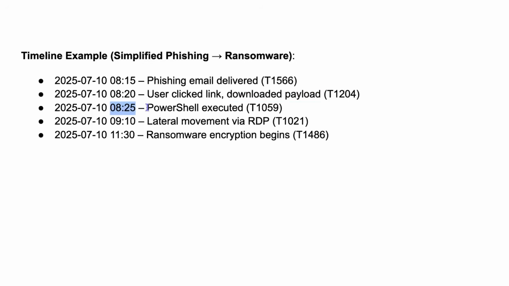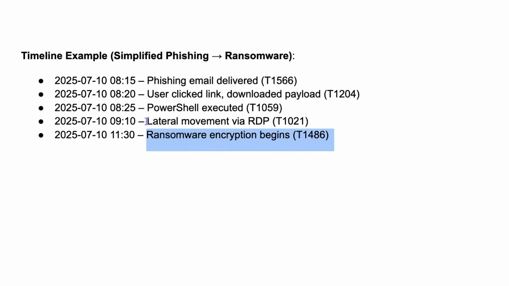At 8:25, PowerShell executed and ran a command. And then what? From 8:25 to 9 would be 35 minutes, and then 45 minutes. So 45 minutes later, lateral movement via Remote Desktop Protocol took place. And at 11:30, ransomware encryption began.